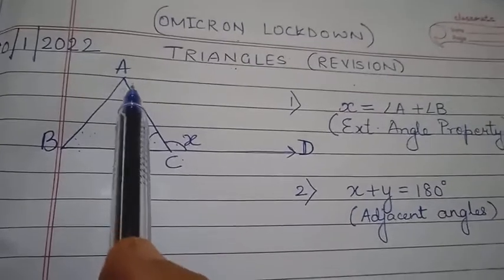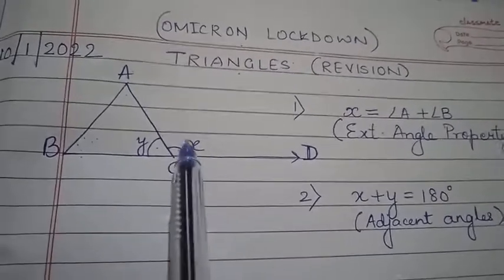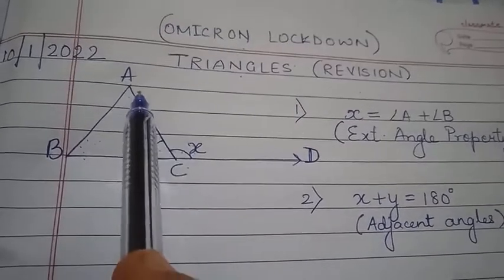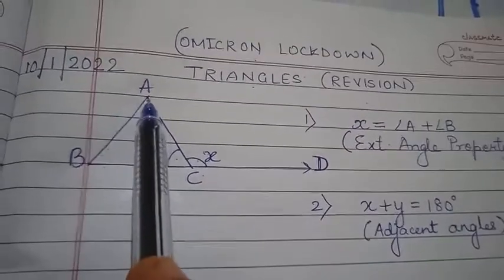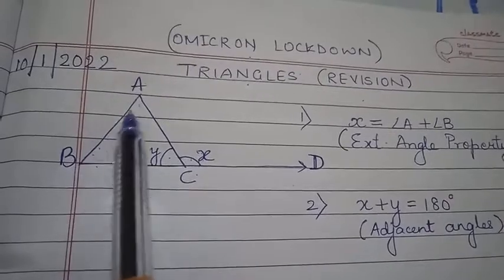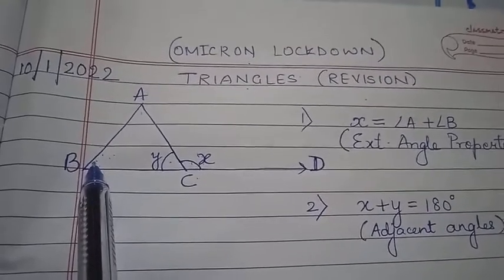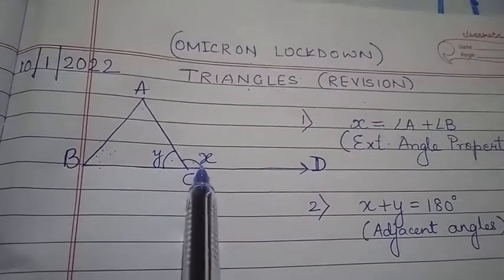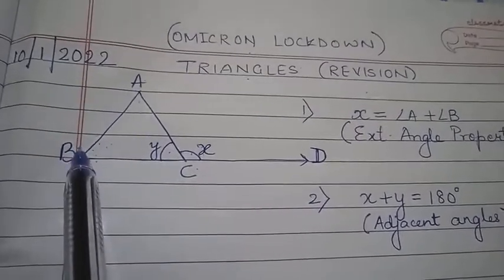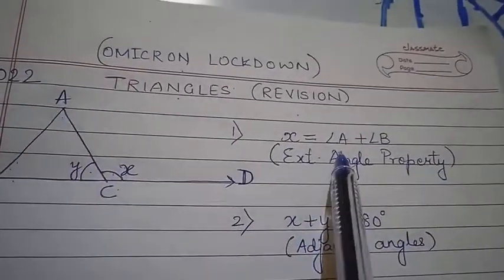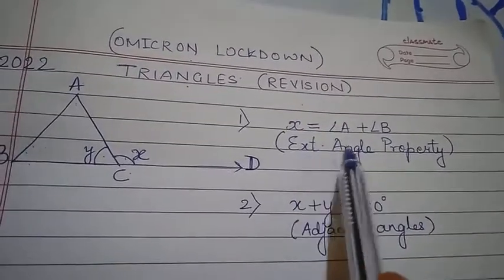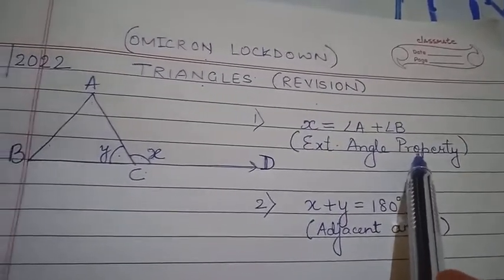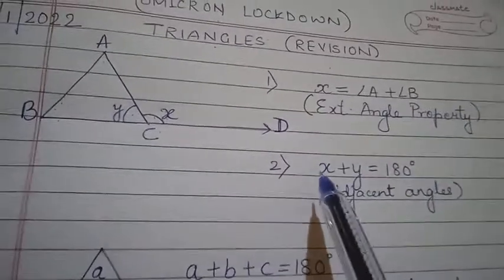See once again, the exterior angle of a triangle is equal to the sum of its interior opposite angles, here angle A and angle B. So the opposite of X is angle A and angle B. So X is equal to angle A plus angle B, which is called the exterior angle property, right? Now let us see the other property.